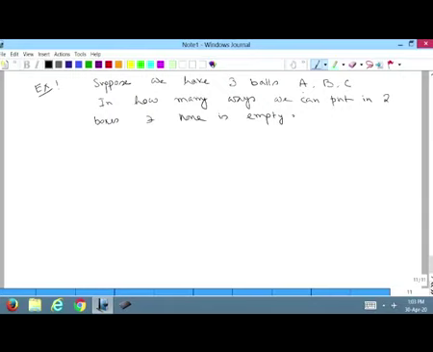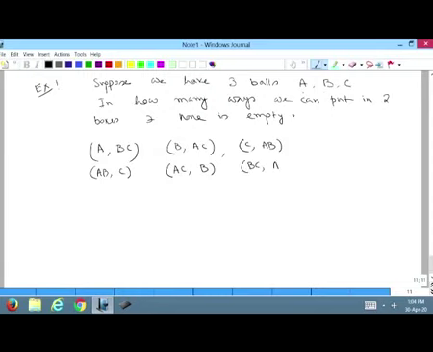Therefore, we can do it in the following way: A comma B C, that is one way of arranging; B comma A C, C comma A B, A B comma C, A C comma B, and B C comma A. Therefore, 6 possible ways.